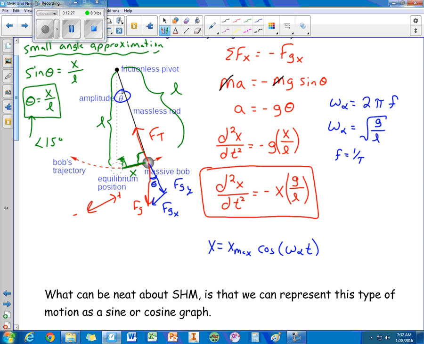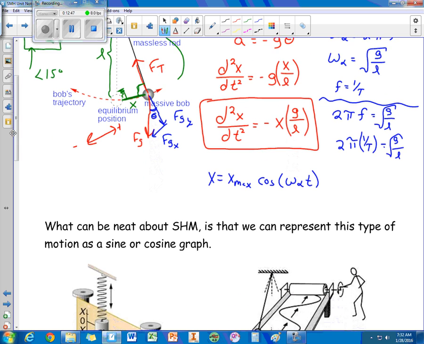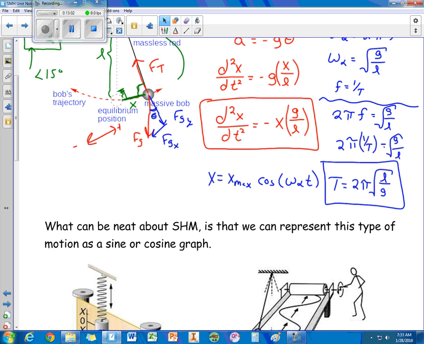I'm going to do the same thing that I did last time. Set them equal to each other, replace the frequency with 1 over period, and then solve for period. And that gives us our model, which predicts the period of a pendulum. Right, that concludes video 1 for this unit.